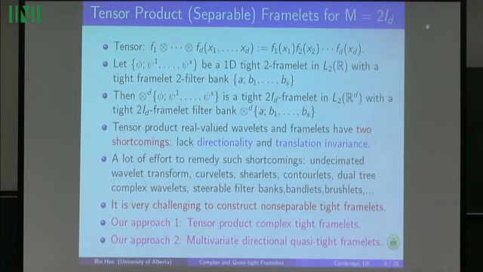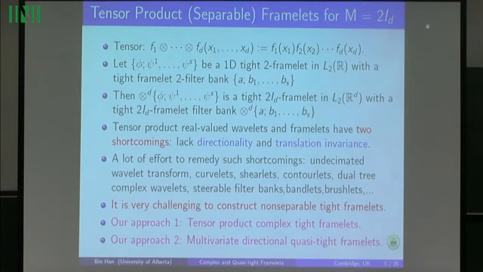So this is one of the major shortcomings, and there are a lot of different approaches. People use the undecimated wavelet transform, curvelets, shearlets, contourlets, dual-tree complex wavelets. There are so many approaches. I think people have been working in this direction for more than 30 years now, trying to improve the performance of standard tensor product real-valued wavelets. Among all these approaches, people are also trying to directly construct non-tensor product tight framelets, but this problem relates to multivariate trigonometric polynomials and is very hard.